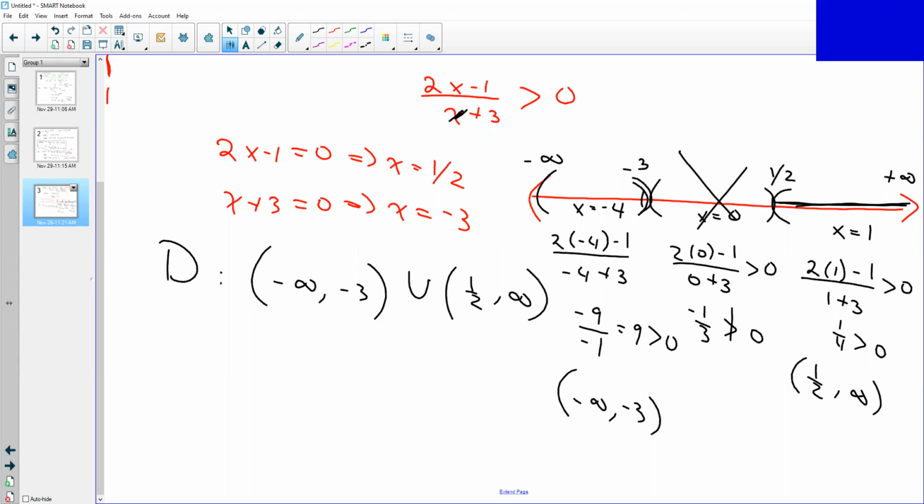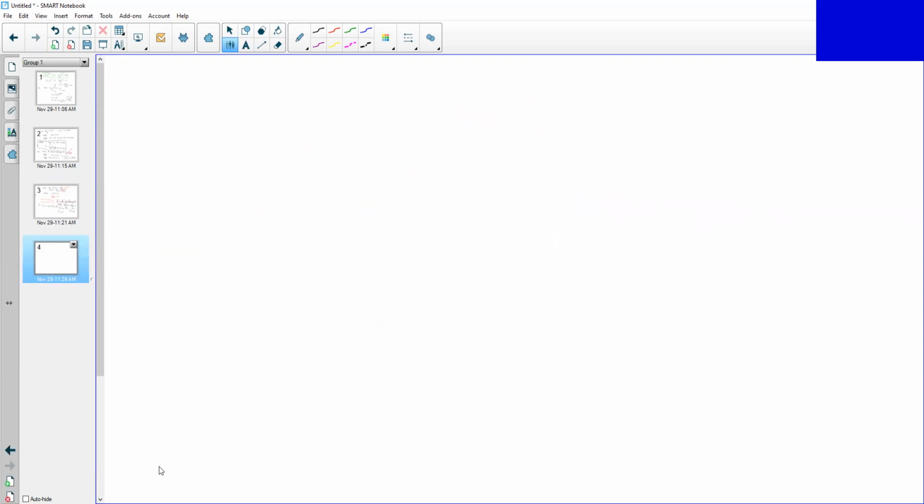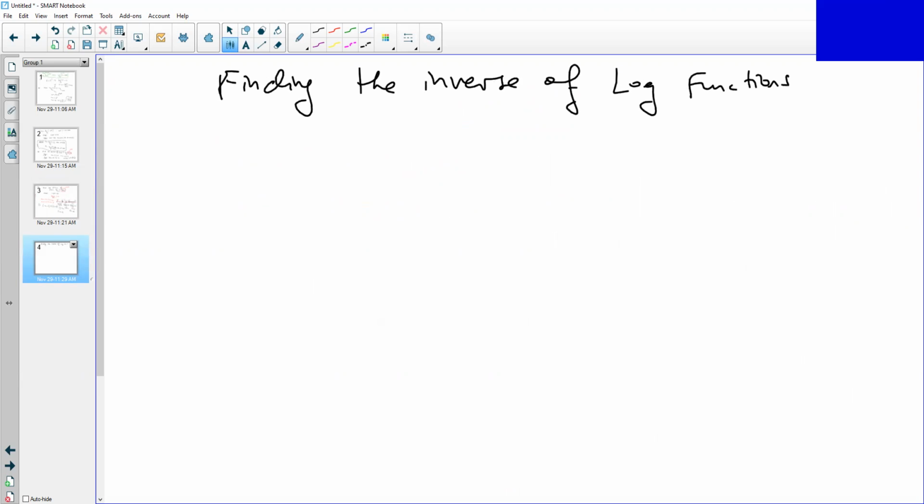Now let me show you how to do the inverse. Finding the inverse of log functions. So we had those steps. I gave you those steps before, so I will not repeat those again, but let me just show you guys this on an example.